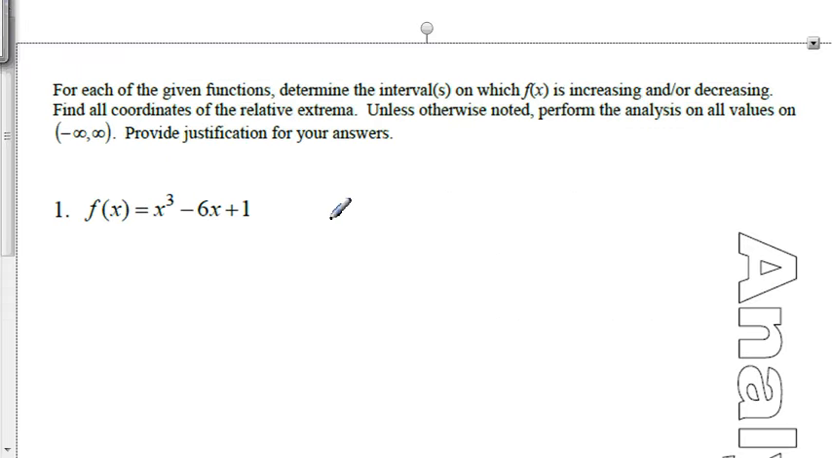All right, so there's 3 problems that we're going to look at analytically, and here are the directions for all of them. For each of the given functions, determine the interval or intervals on which f of x is increasing and/or decreasing. Find all coordinates of the relative extrema, relative min, relative max. Unless otherwise noted, perform the analysis on all values from -infinity to +infinity, and then provide justification for your answers.